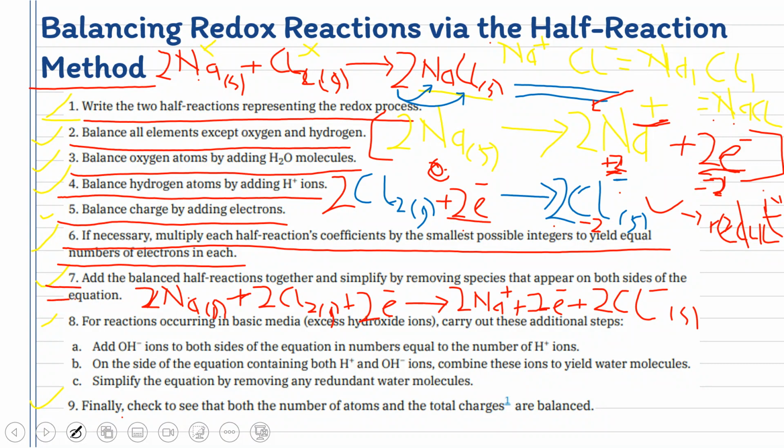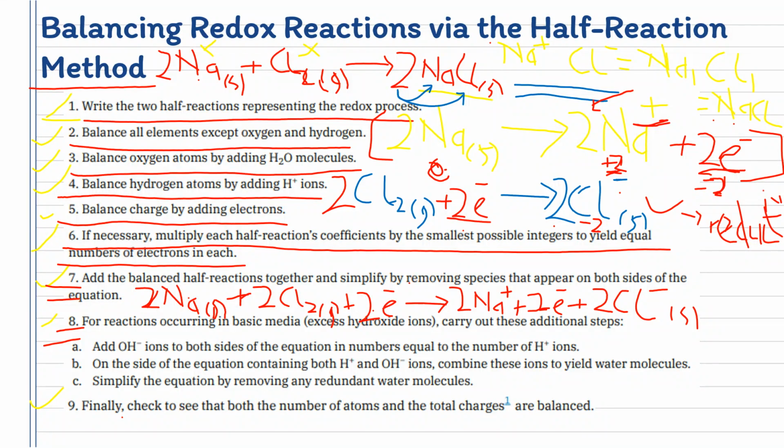So I'm just following step 7. It says to add all the balanced half reactions together. After I've balanced them, write all of them together. So I've just fulfilled step 7. Let's go to step 8. Yeah, so I didn't finish step 7. It says add them together and simplify by removing species that appear on both sides of the equation. So if there's anything that appears on both sides of the equation, that is the same thing, I have to remove it.